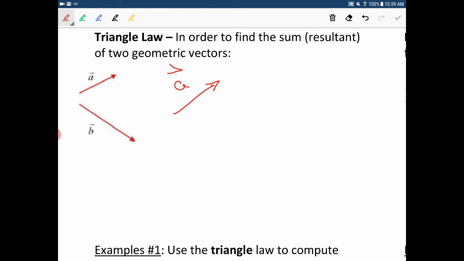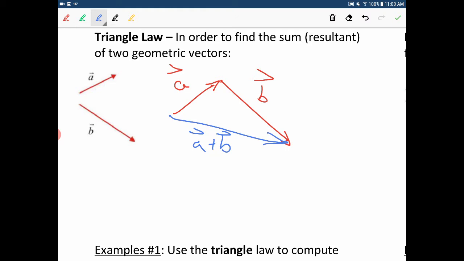What we do is we take B and we just put the tail of B right at the head of A, and we just add it to the front like that. And what that will do then is it will create a new vector that starts where you started, ends where you ended, and that will be A plus B. And that's that. Fairly straightforward.